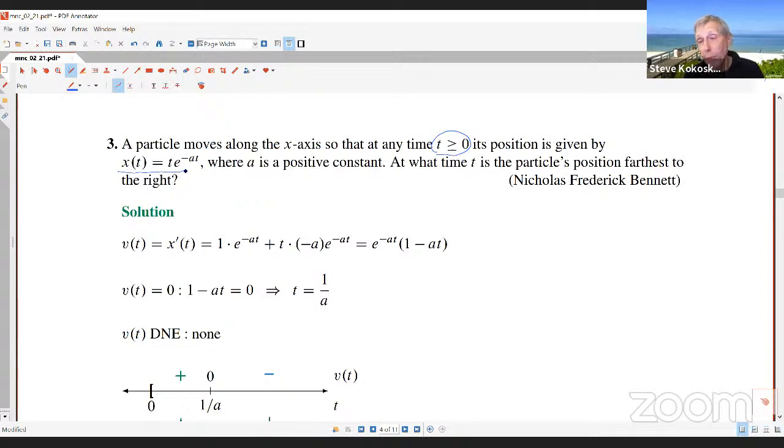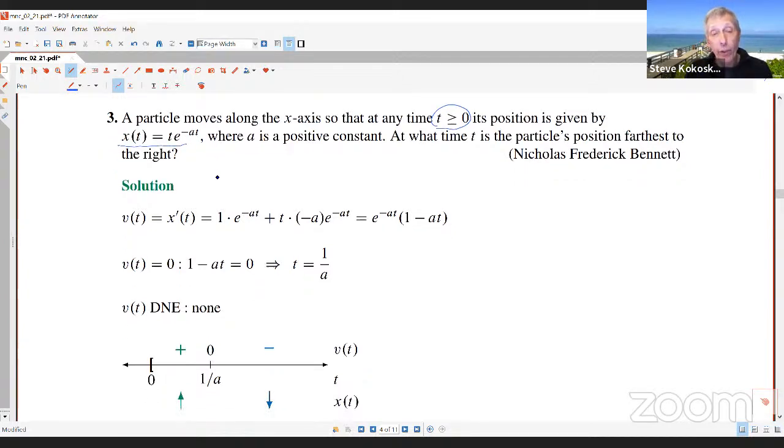And we want to know at what time is the particle's position farthest to the right. Well, all right, in order to answer this question, I've got to find the first derivative. I've got to take a look at the velocity. And here's how I would attack this one.